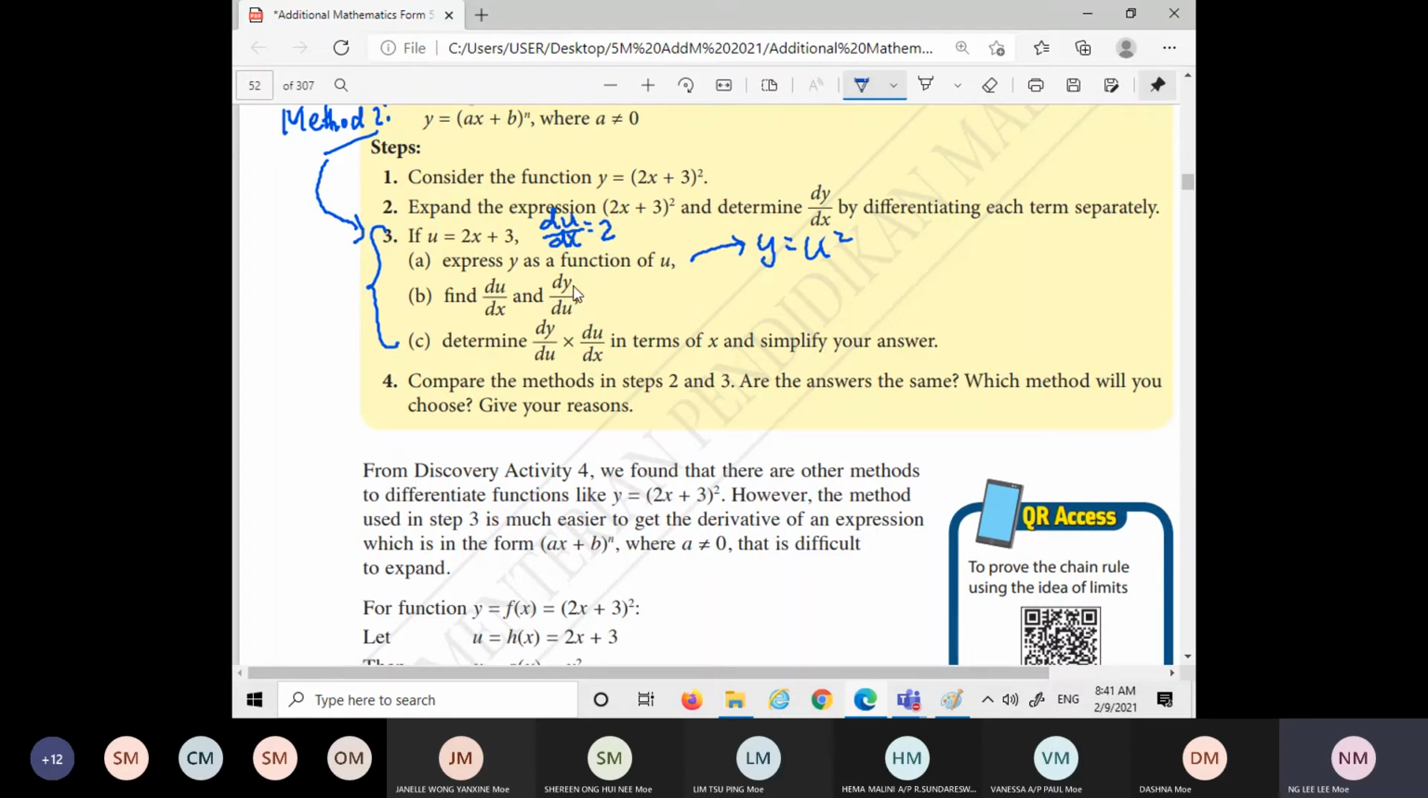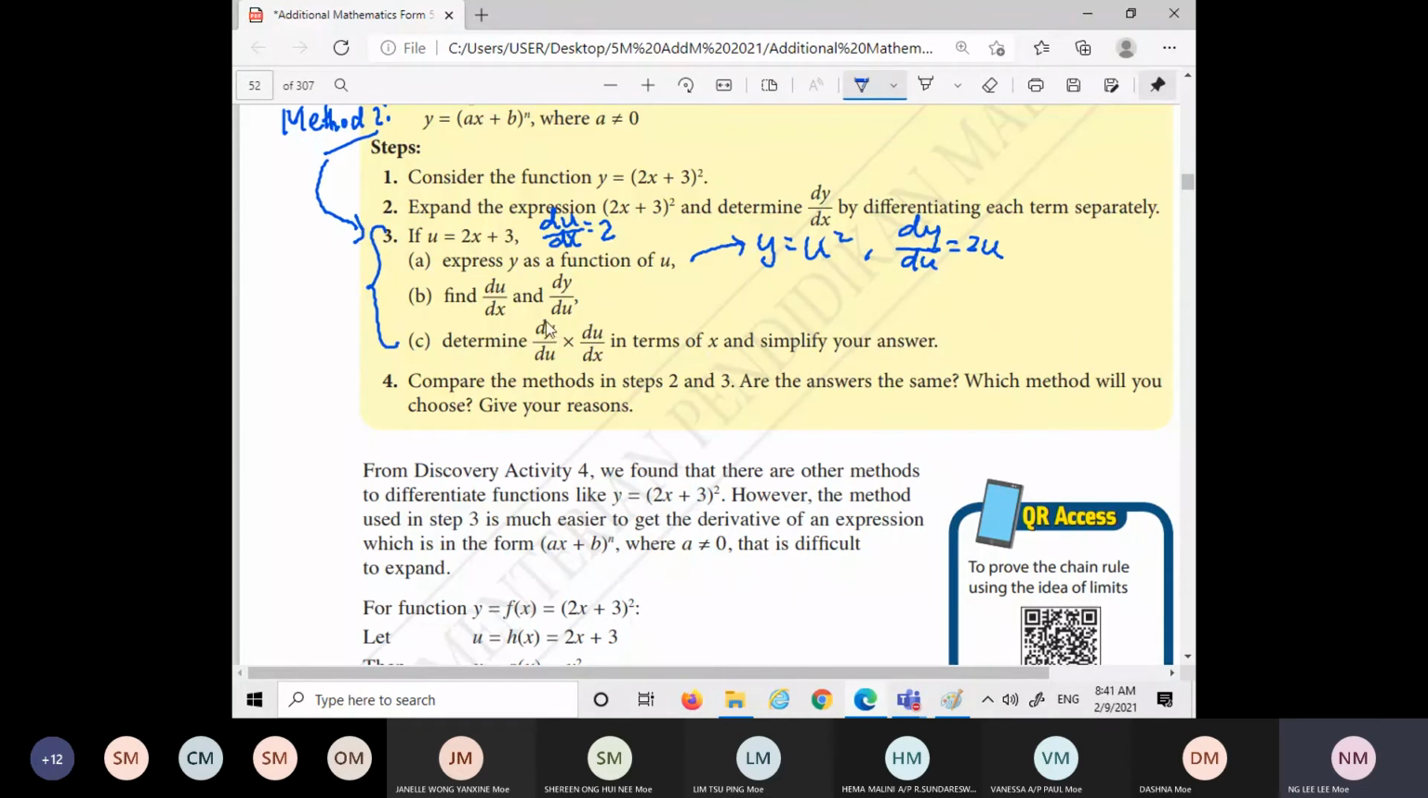Second part, find dy/du. Differentiate y with respect to u. So from here, what is dy/du? Differentiate y with respect to u. Differentiate u squared, you get 2u. But step number 3 here: determine dy/du times du/dx in terms of x and simplify your answer.